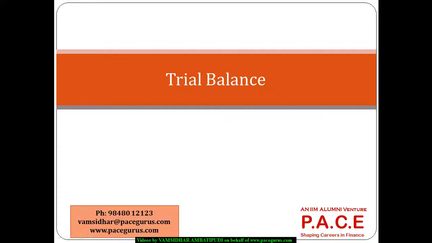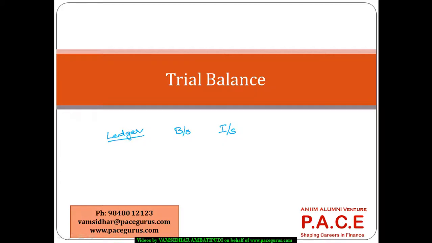Now, let's look at the trial balance, which forms one of the important inputs for the preparation of the balance sheet, which is the statement of financial position, and the income statement, which is the statement of comprehensive income. It's basically derived from the ledger, which is account-specific debits and credits.